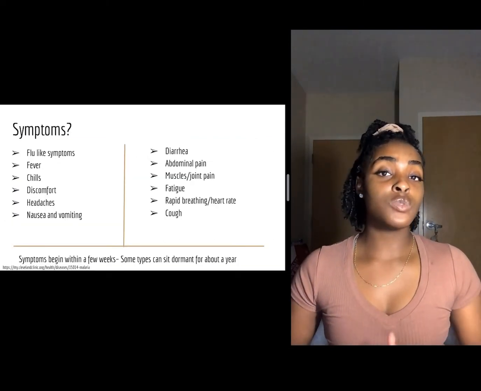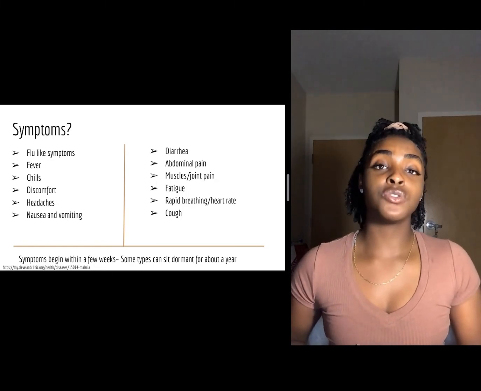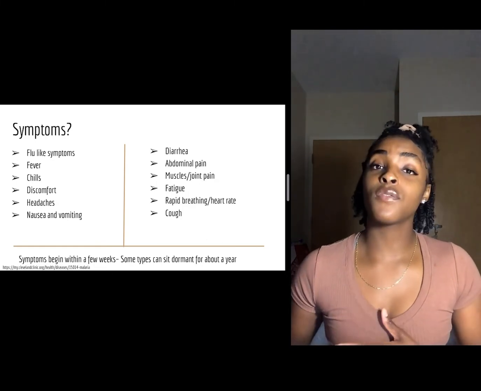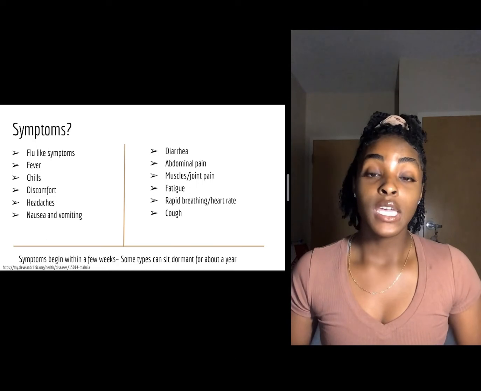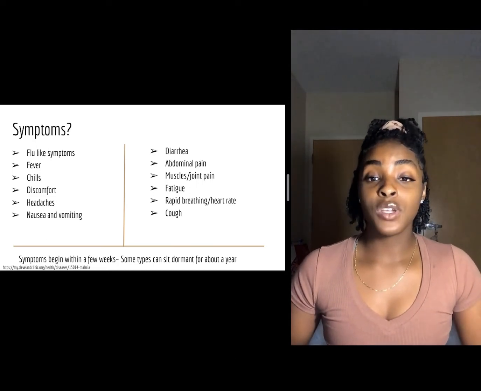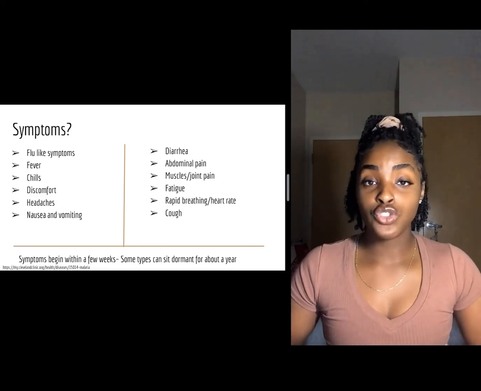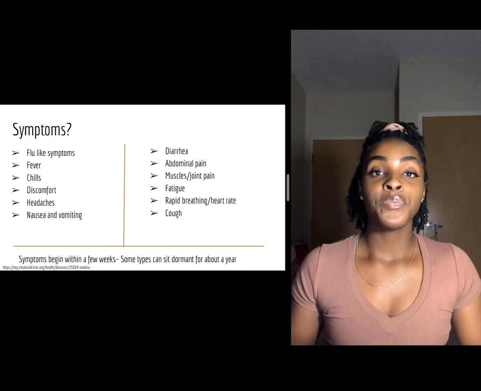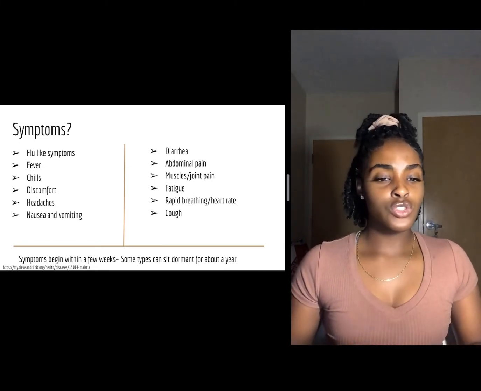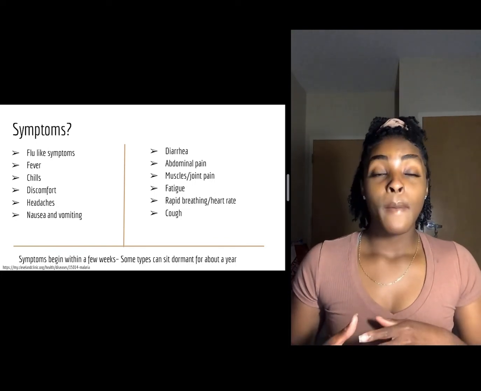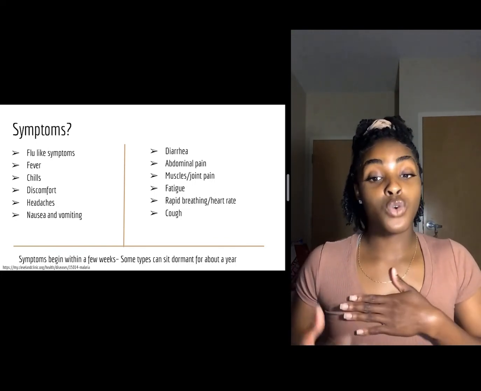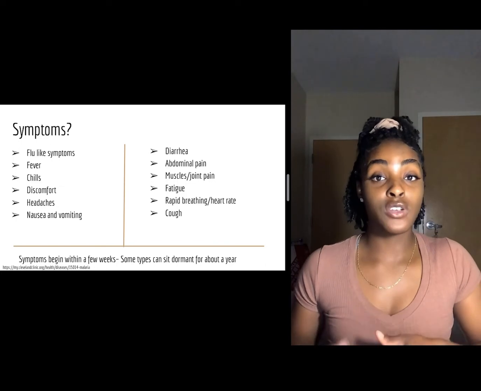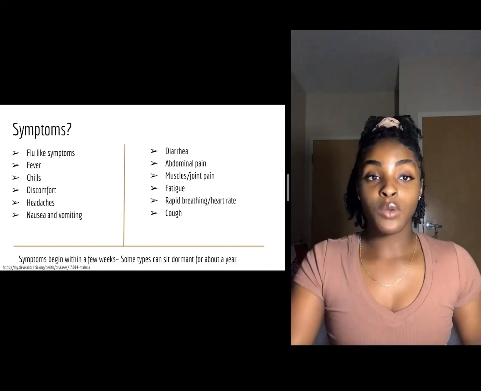And the symptoms that you will get are flu-like symptoms. You'll get fevers, chills, discomfort, headaches, or nausea and vomiting. And you can also get diarrhea, abdominal pain, muscle and joint pain, rapid breathing, or rapid heart rate, and coughing. Now, these symptoms usually will begin within a few weeks, but sometimes the microbe is dormant and will sit for about a year, so you won't get symptoms right away.